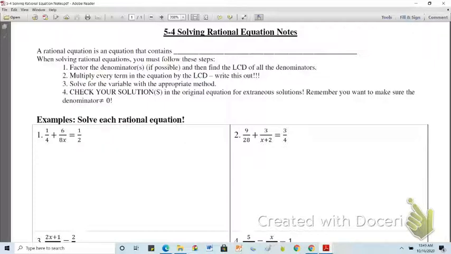So we need to remember a rational equation, or any equation, is a problem that originally has an equal sign in it. Up until this point, we have been simplifying or adding or subtracting rational expressions. So expressions don't have an equal sign in the problem already, whereas an equation does. So a rational equation is an equation that contains one or more rational expressions.